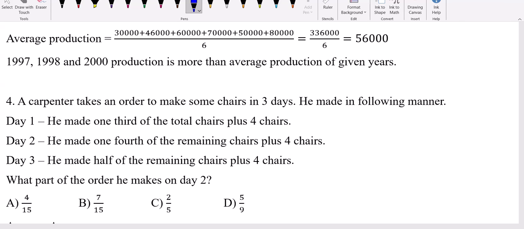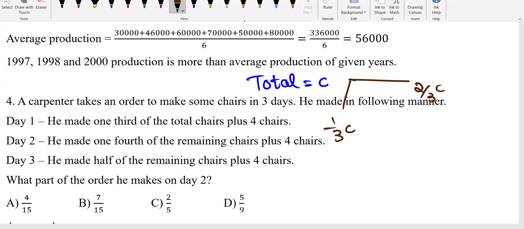That's the reason. Now, I'm taking total equal to x chairs, right? So day 1, 1/3 gone plus 4 chairs are gone. Before that, let me divide this into two things. You taken 1/3. Then what is available is 2/3. Plus 4 chairs means here minus 4 chairs. Plus 4 there, minus 4. Right. Next one. What they taken next?